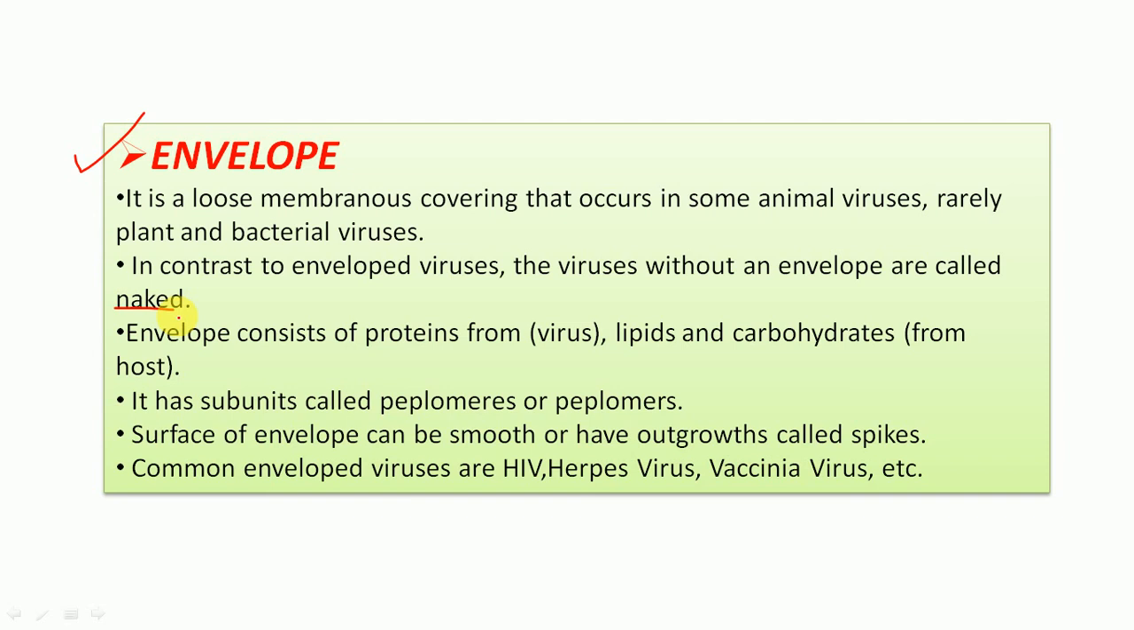This envelope actually consists of proteins, okay, and these proteins are formed from the virus, and the rest, like the lipids and carbohydrates, are taken from their host. This envelope also has certain subunits called peplomeres or peplomers. Sometimes the envelope also has some spikes. It may be smooth or some outgrowth is there, and that outgrowth is known as spikes. Commonly found in HIV, herpes virus, and vaccinia virus, and these are examples where an envelope is formed.